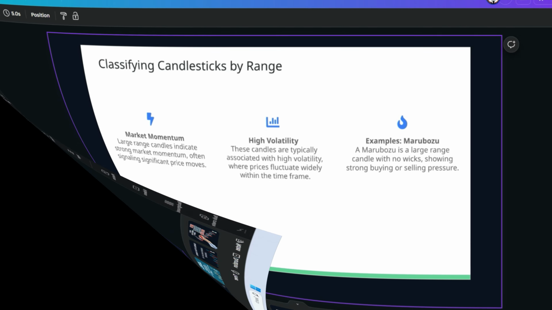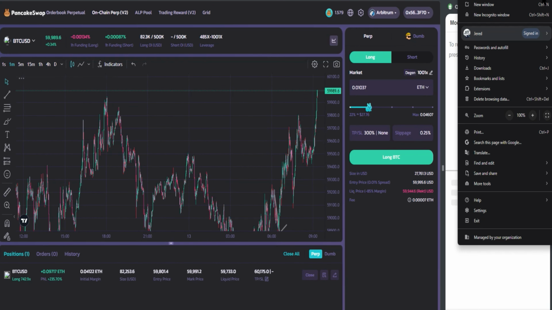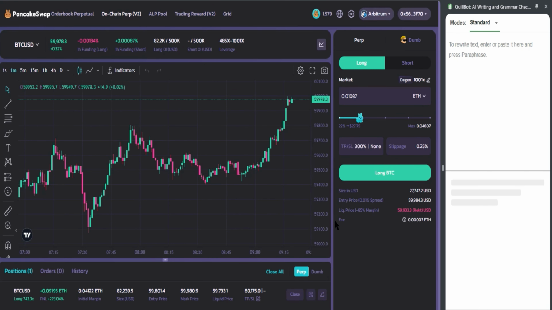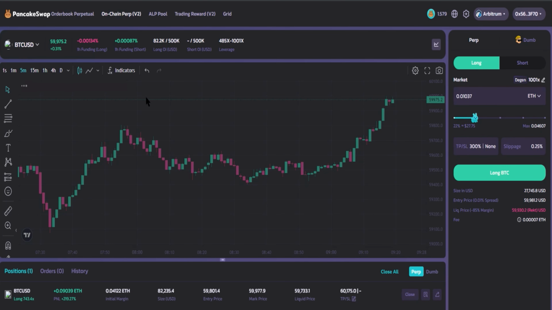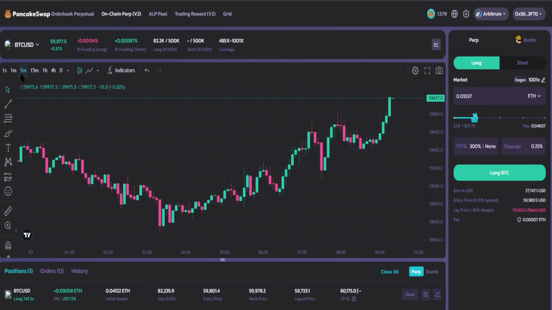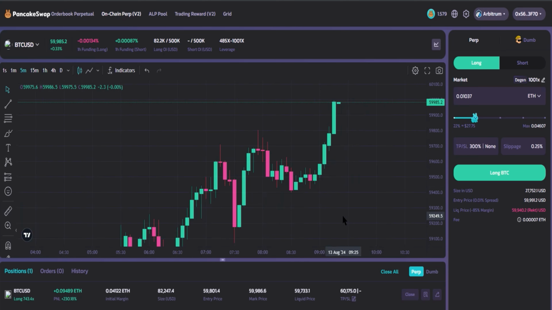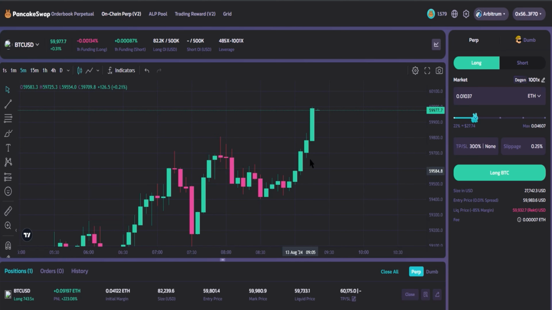So let's check this out. For example, in this trade that I'm in right now on Bitcoin, it doesn't matter what you're trading, candlesticks are pretty universal. Now I'm going to choose a 5-minute time frame, so each candle is going to be 5 minutes long. Momentum is big range candles. These are upward big range candles that have a high impact on the current price action.